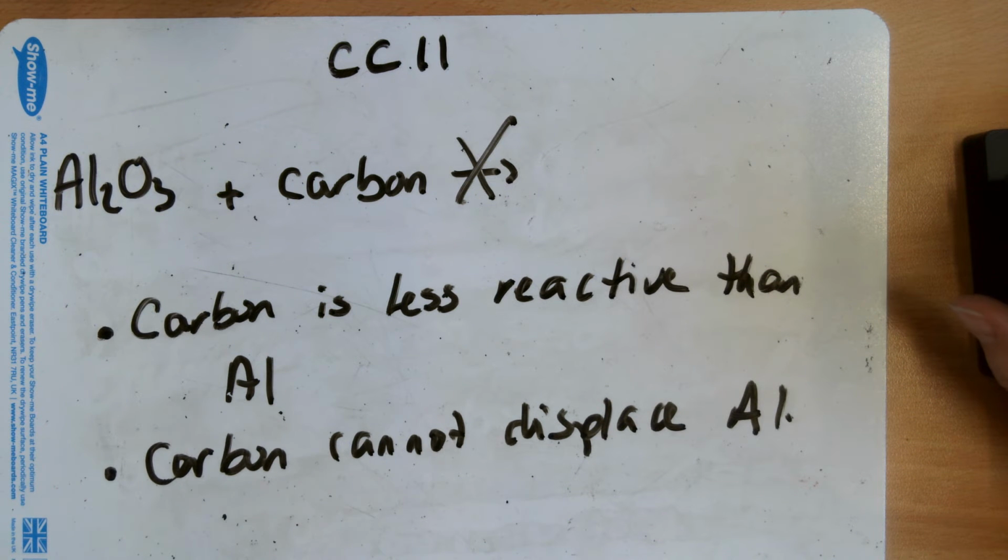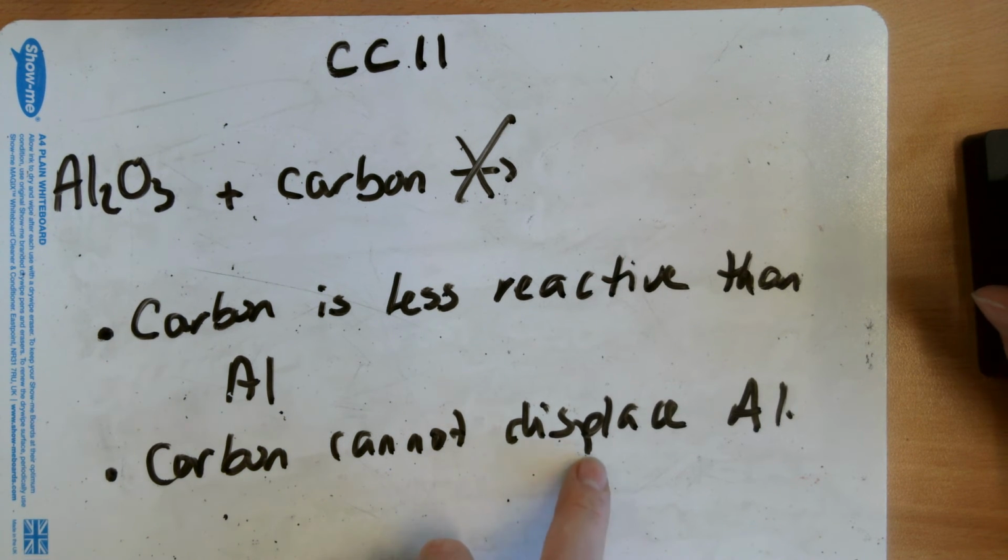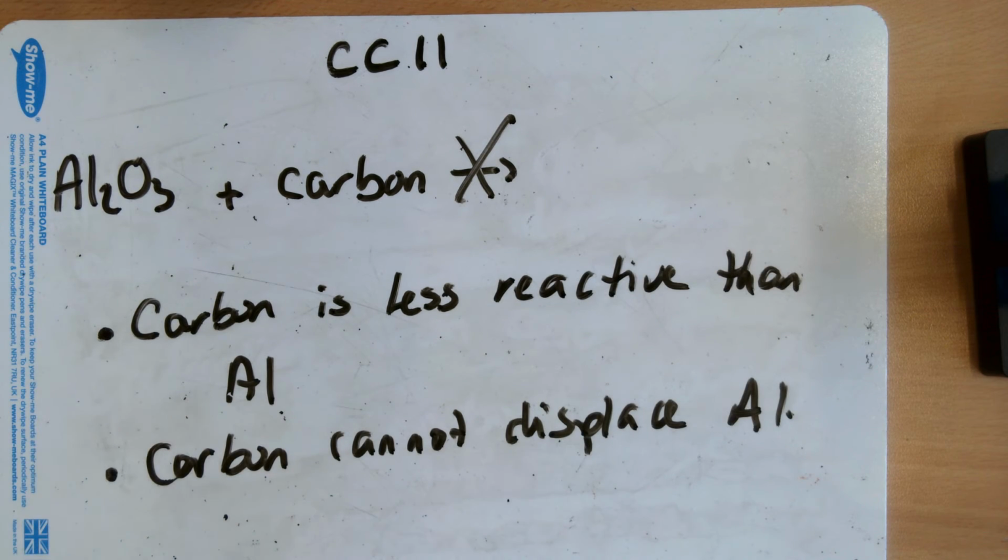Once you've written your first sentence, your second point will have to be something along these lines. Carbon cannot displace aluminium. Carbon cannot take aluminium's place. Aluminium cannot be displaced by carbon. Something along those lines, but you do need to mention, because it's less reactive, it cannot be displaced. Other than that, I think CC11 is relatively straightforward. Do have a look over the other oxidation and reduction questions, the ones that involve electrons. There is a separate video on that for you to have a look at.